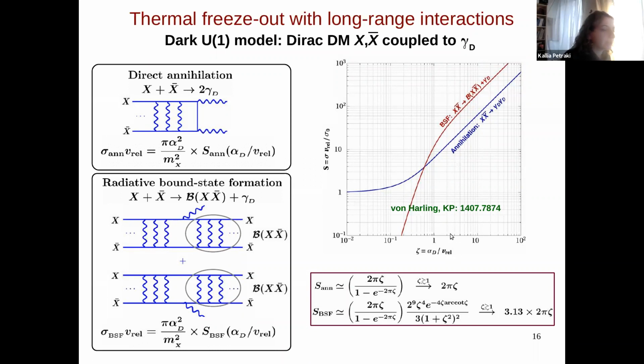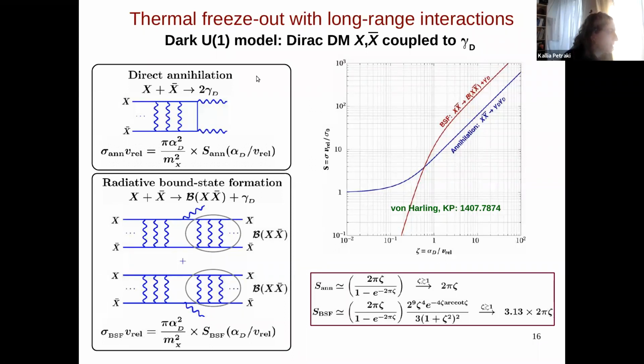So we can see that at large velocities, nothing is happening. At low velocities, because the wave function of the incoming particle is distorted, and because the interaction is attractive, the annihilation cross-section increases. And low velocities are, of course, when we thermally average over the dark matter population in the real universe, the low velocities correspond to low temperatures.